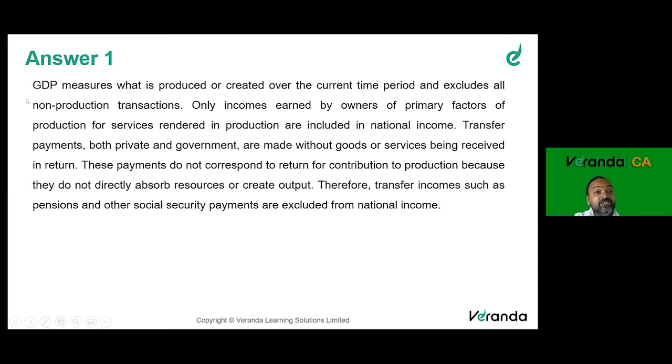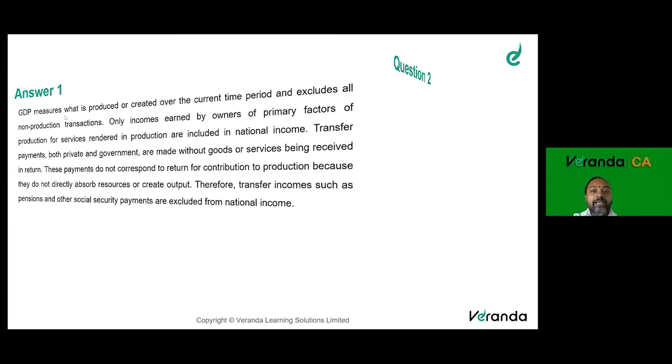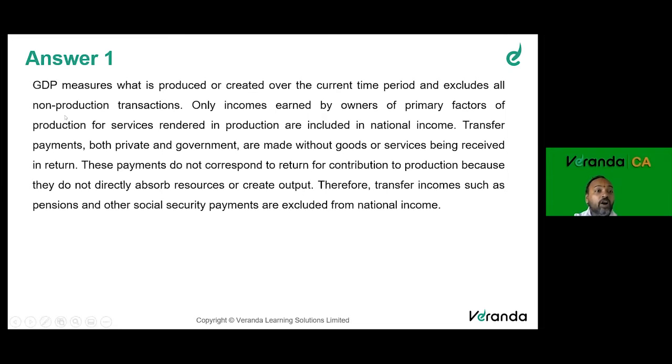And if you look into the specific explanation given here also, it goes like this. GDP measures what is produced or created over the current time period and excludes all non-production transactions. So it is very clear that they are considering these particular payments, which are pension and other security payments, as a non-production transaction, because you cannot directly correlate with any of the benefit which the society can derive. So only the incomes which are earned by the owners of primary factors of production for service rendered in production are included in the national income. So it is very clear.